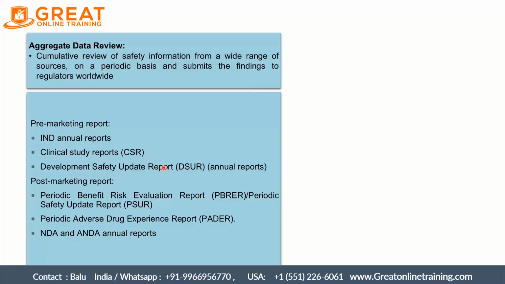And the next and important one is the developmental safety update report, or the DSUR, and these are annual reports. The DSUR is the most common annual report required by most of the regulatory agencies, and it is also a requirement from the ICH. The International Conference on Harmonization has provided detailed guidelines on what the DSUR is all about and what the structure of the DSUR is.